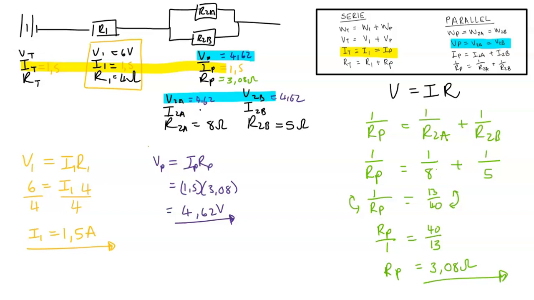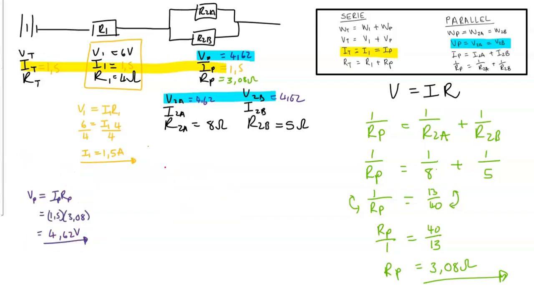The only thing that is left is to determine I2A and I2B, and I know that when I add these two numbers together, I should get an answer of 1.5. So this method also has a double checking system worked into it. So if you make a mistake somewhere, your sums will tell you, hey, watch out, something's up.